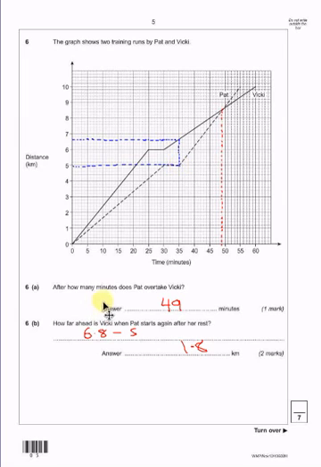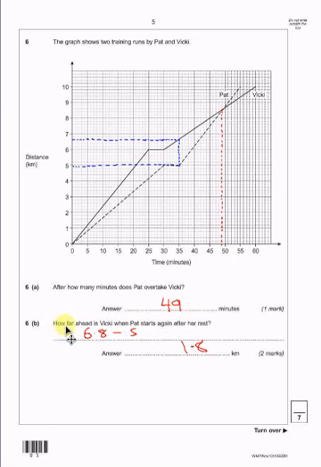So how many minutes does Pat overtake Vicky? That's obviously when the Pat line goes above the Vicky line, because that means she's now further away. So that would be around 49. So the answer should be 49 minutes.